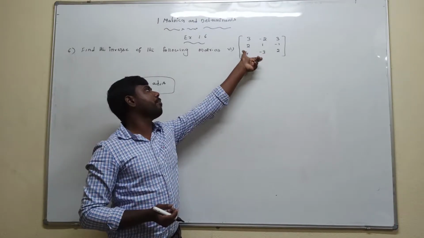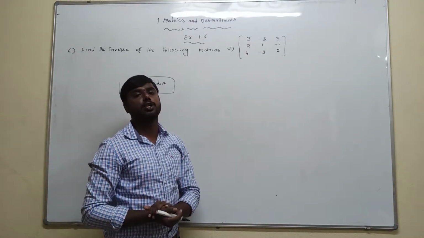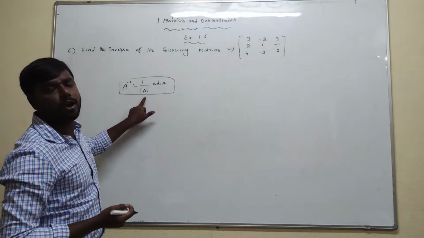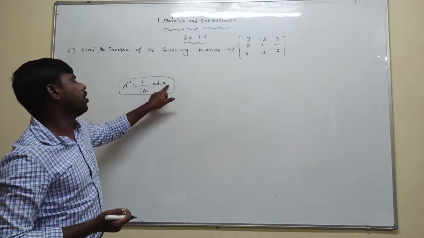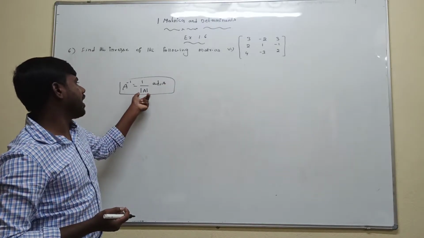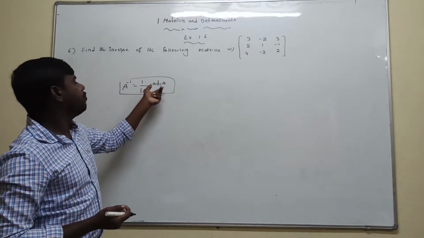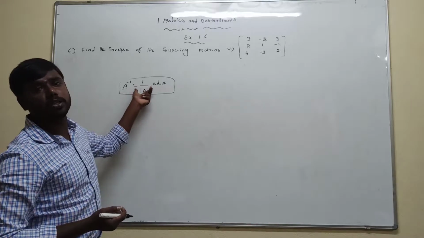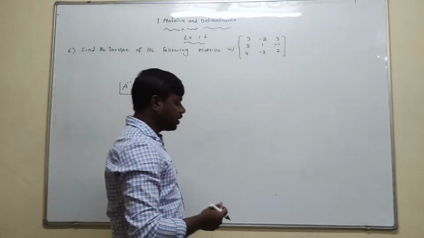First, what is the given matrix to consider? Capital A. What is the inverse of A formula? 1 by modulus of A, or determinant of A, into adjoint of A. So we need to calculate the determinant of A value, and we need to calculate the adjoint of A. After that, those two values are substituted in the inverse formula. See the solution.